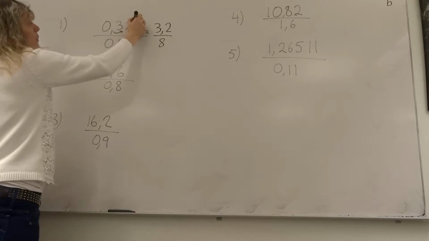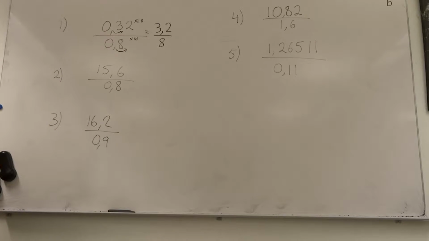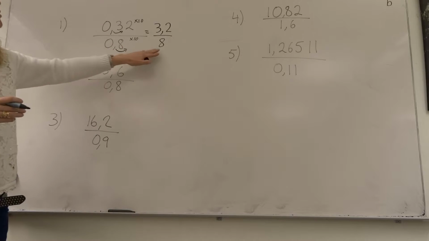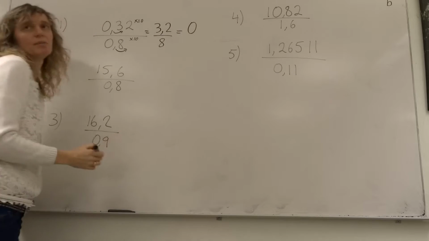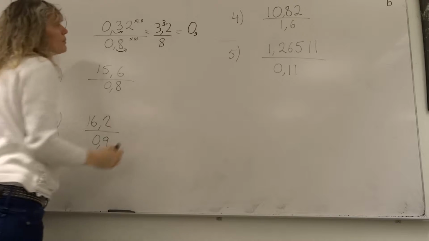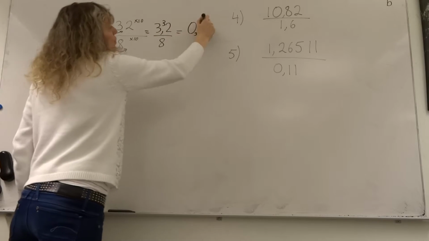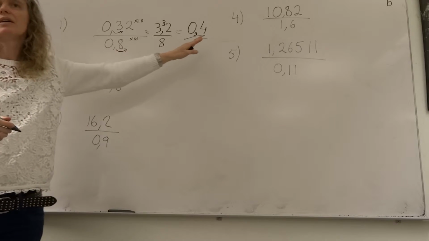It's like multiplying the top by 10 and multiplying the bottom by 10. And we know that 10 divided by 10 is 1, so we're just moving the decimal point. So 3.2 divided by 8. 8's go into 3 0 times, all those 3 are left over. Decimal point in the same place. 8's into 32 go 4. So 0.32 divided by 0.8 is 0.4.